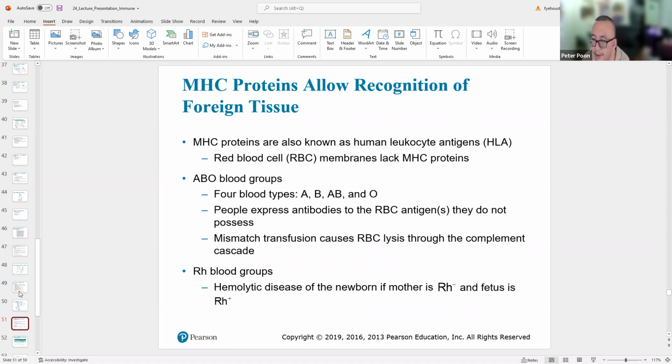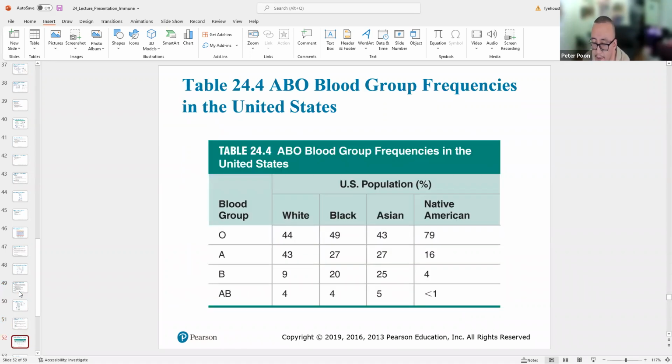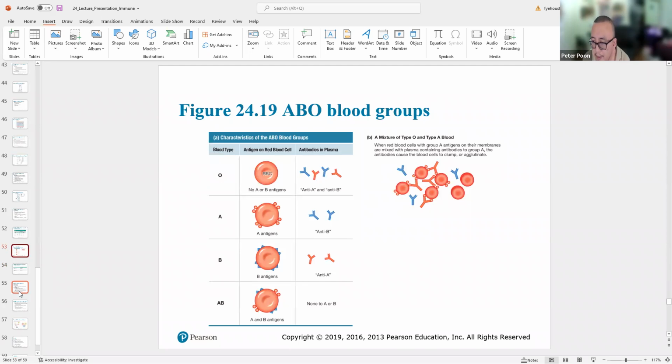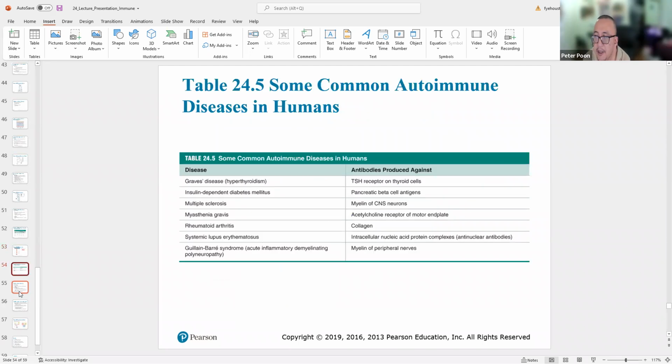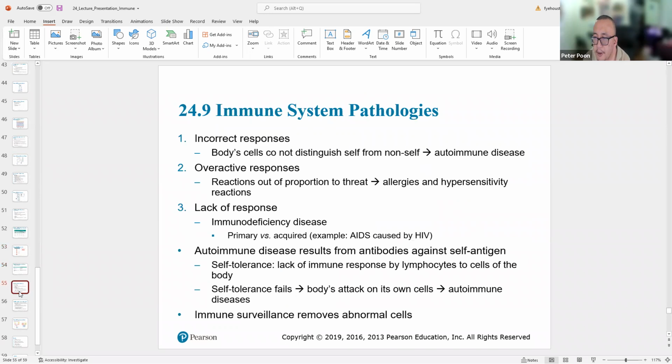We're skipping some groups, because we covered them in microbiology and in anatomy. You should definitely know overactive responses, incorrect responses, and the lack of responses. So autoimmune disease is an incorrect response, right?